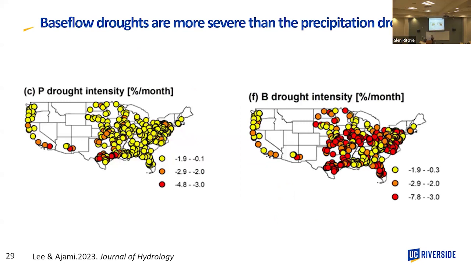We then also looked at the intensity of precipitation droughts and base flow droughts. And as you can see, while the intensity of precipitation drought in most of the country is quite low, the influence on the base flow droughts could be quite high. Because as the precipitation decreases, other hydrological processes are also changing, influencing the base flow response to the droughts.